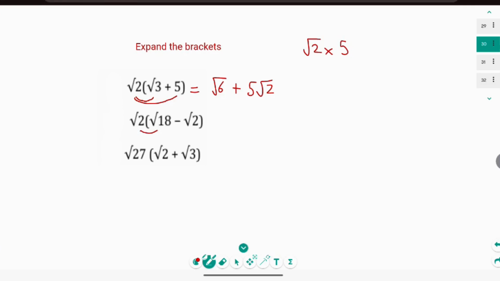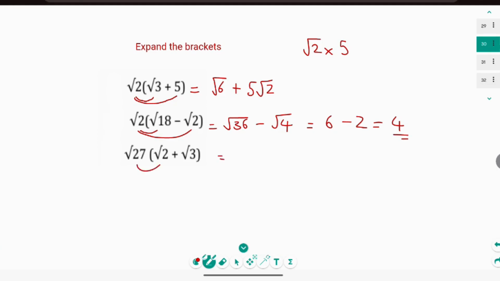Root 2 times root 18 is root 36. Root 2 times root 2 is root 4. Let's just look at simplifying these. Well, root 36 is 6 and root 4 is 2. So the final answer is 6 plus 2, which is 8.